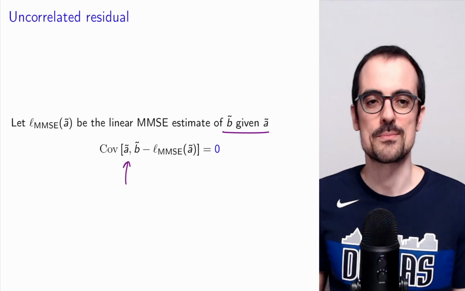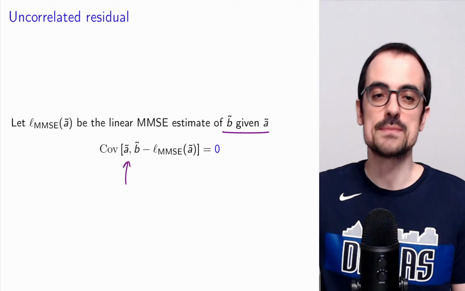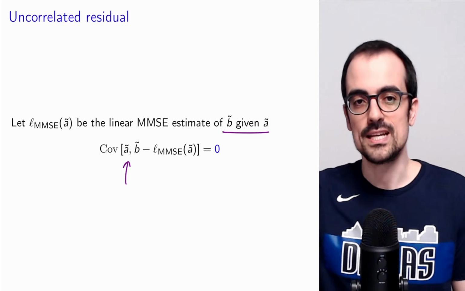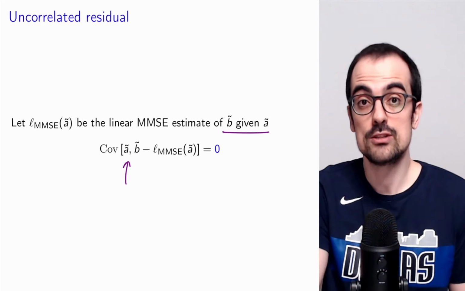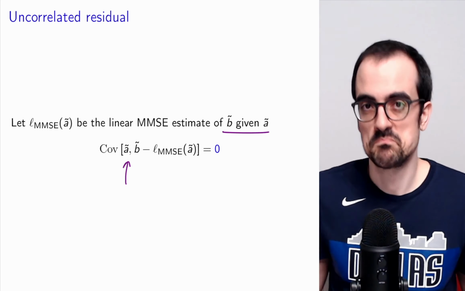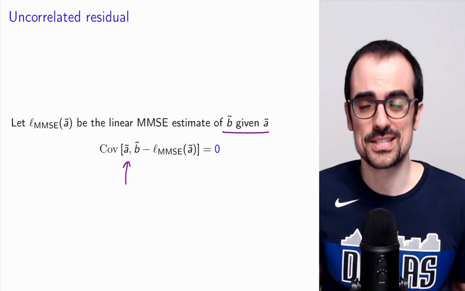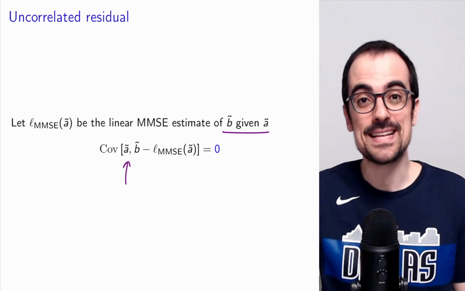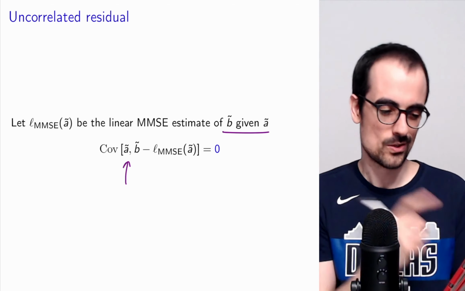Hopefully you remember that argument. But the point is that every time we compute the best linear estimate of B given A, the residual is going to be uncorrelated with A. Does that mean that the residual is independent of A? We are going to see.